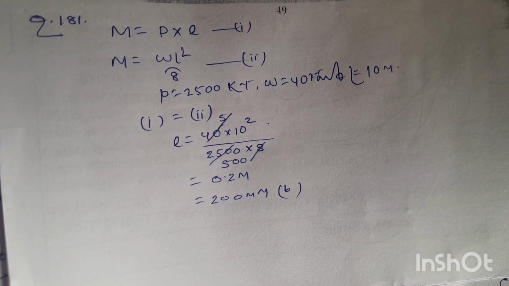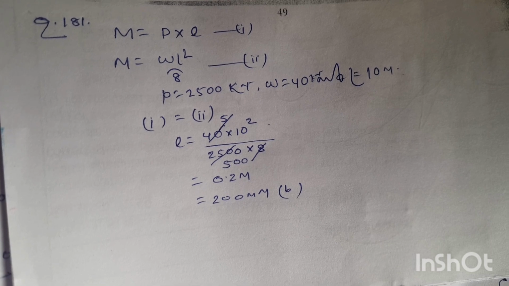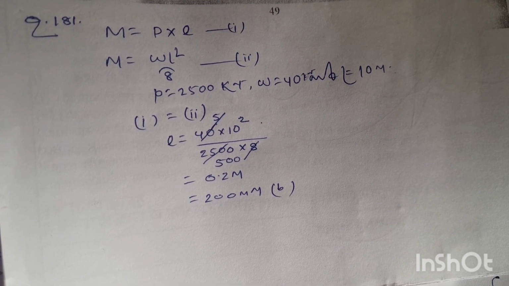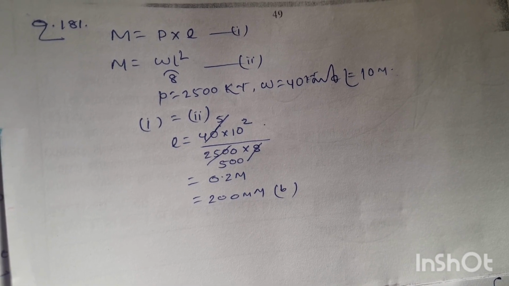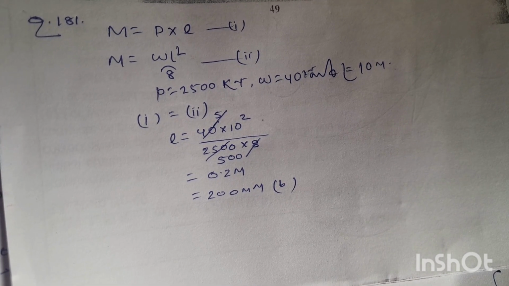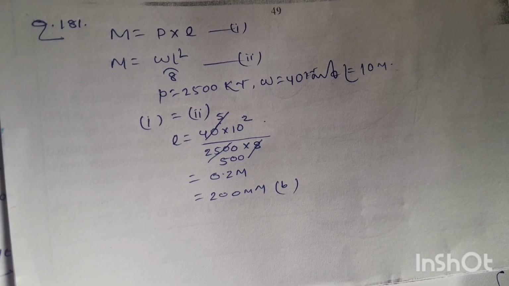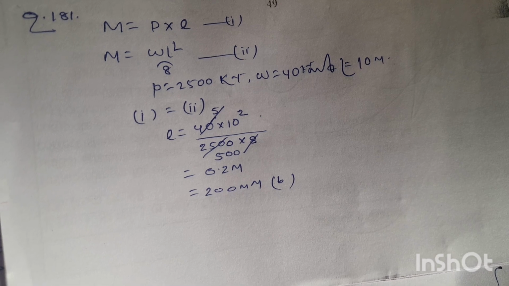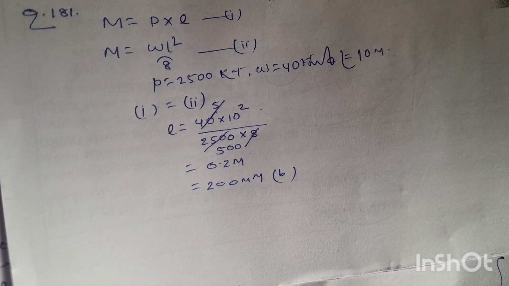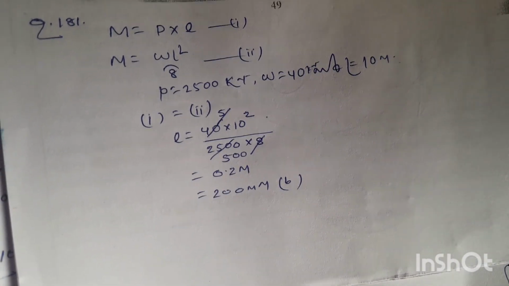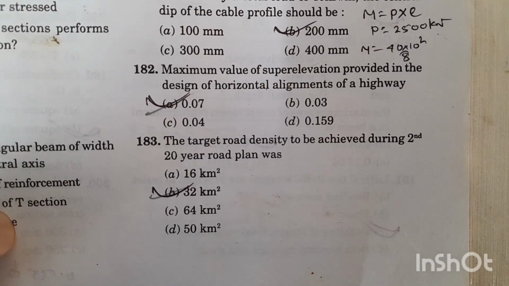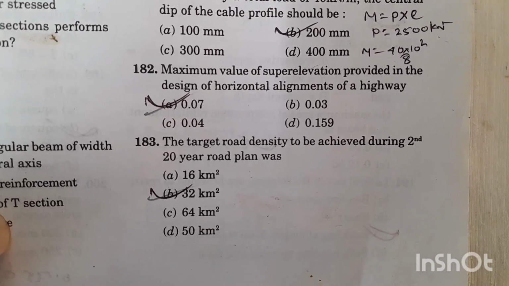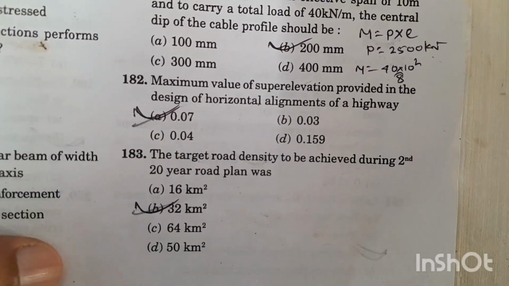So equation 1 will be equal to equation 2, and we know the value of pre-stressing force P equal to 2500 kN, load W equal to 40 kN, length of the beam L equal to 10 meters. So if we put the values and equate equation 1 with equation 2, we will get E equal to 0.2 meter or 200 mm. Option B is the right answer. Question number 182. Maximum value of super elevation provided in the design of horizontal alignment of a highway is 0.07. Option A is the right answer.